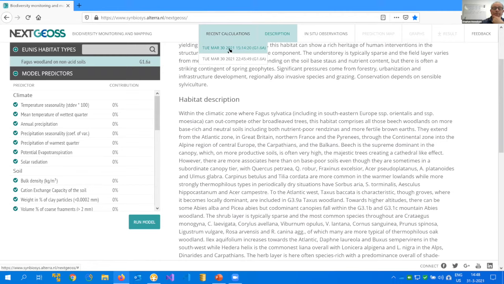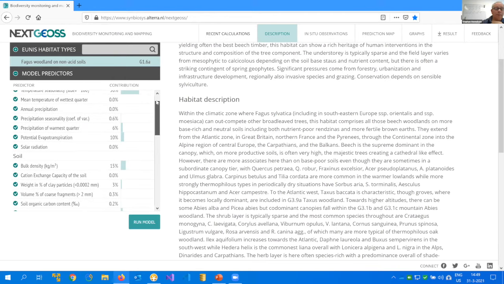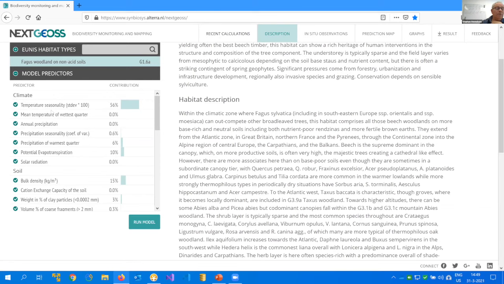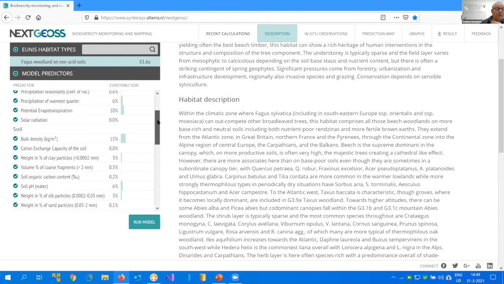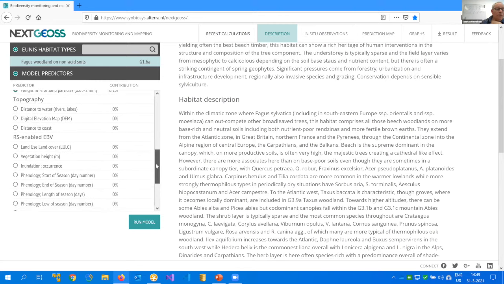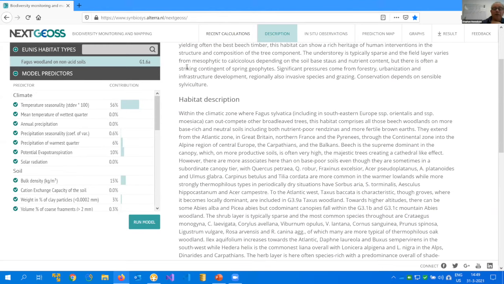One of the things you can see as a result of the modeling is the contribution. For example, 56% of the model is explained by temperature seasonality, potential evaporation 10%, and 15% is explained by bulk density, soil density. And if you go to EBVs, that's interesting. Sorry, I have to take another calculation, because in that one, no EBVs were selected. So this is another calculation.